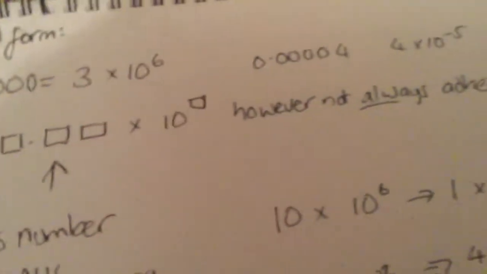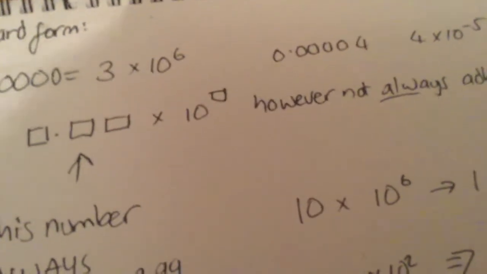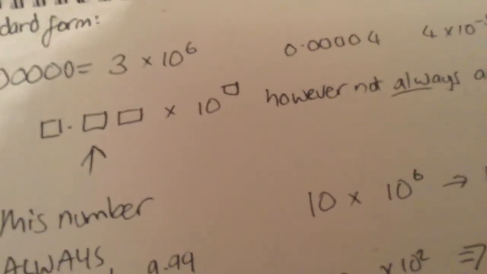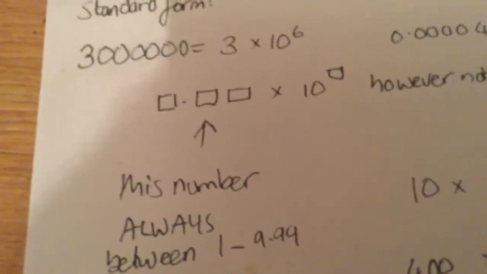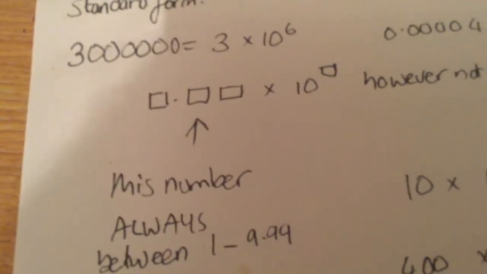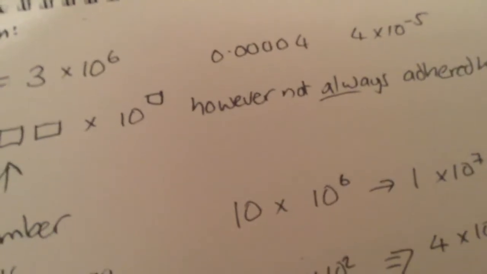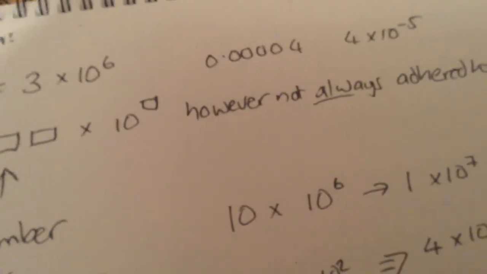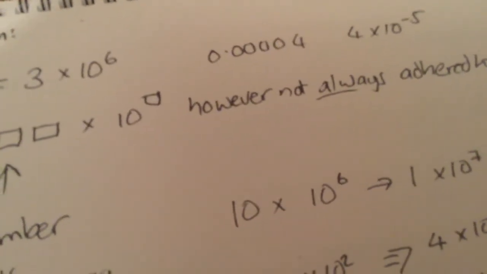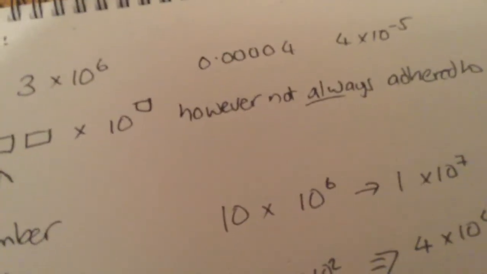So here you've got the example 0.0004. When it's a decimal, a very small number, you just put a minus sign on the power of 10, so that's going to be 4 times 10 to the minus 5. So here we had 3 times 10 to the 6, because there's 6 zeros after the initial 3. And here we've got 4 times 10 to the minus 5, because we've got a small number this time, and there's 5 zeros, including the one before the decimal point. Okay, so hopefully that makes sense.